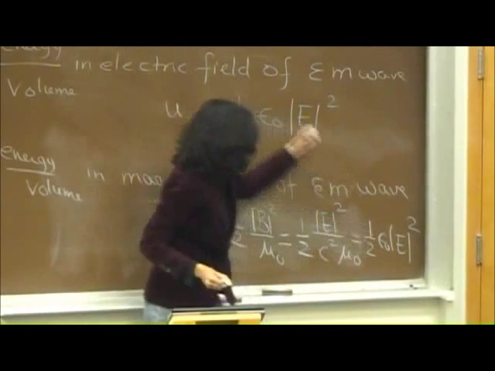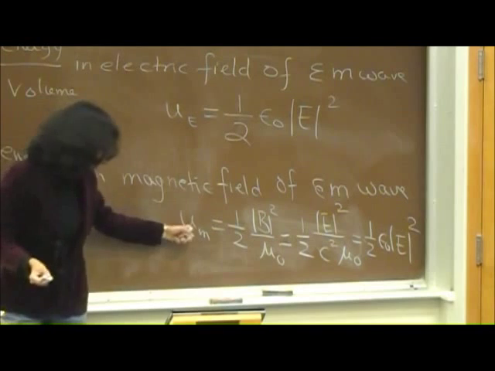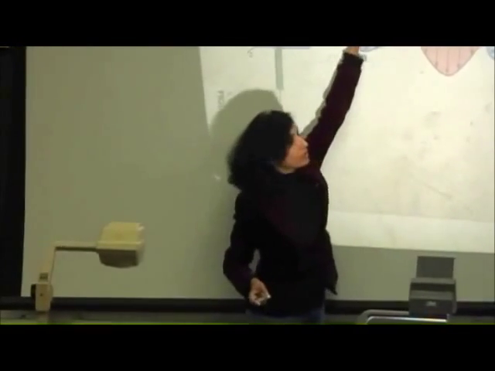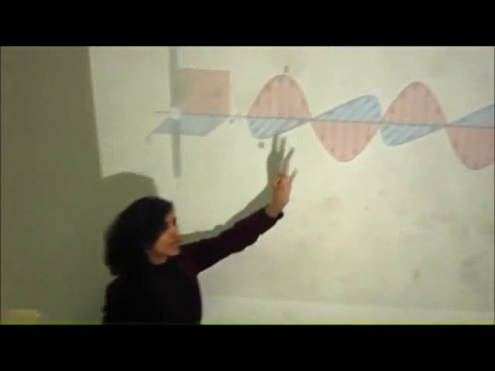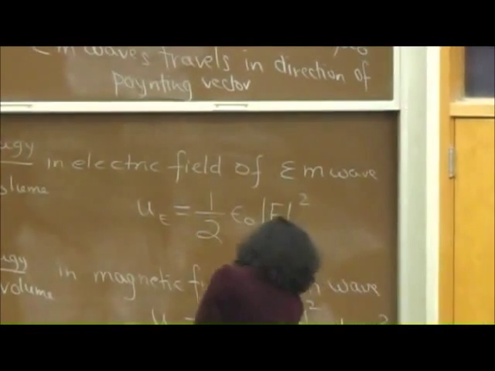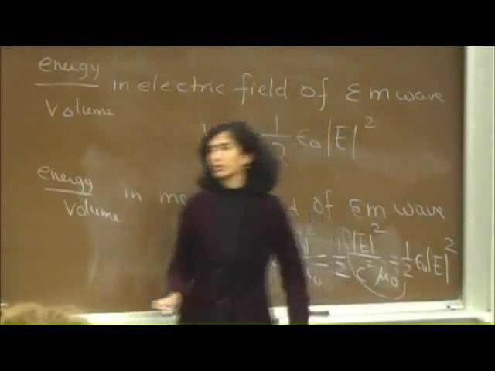And so this is exactly equal to this. That means the energy per unit volume in the electric field is exactly equal to the energy per unit volume in the magnetic field of an electromagnetic wave. So the electric field and magnetic field of an electromagnetic wave carry exactly the same energy. All I have done here is I've said this thing, 1 over C square times mu 0, is epsilon 0 from this.